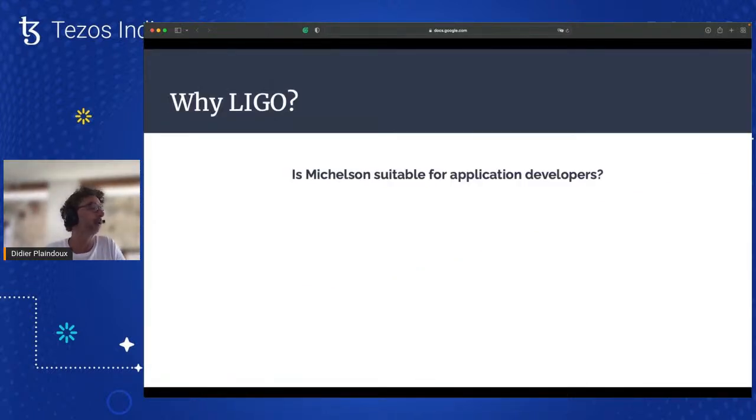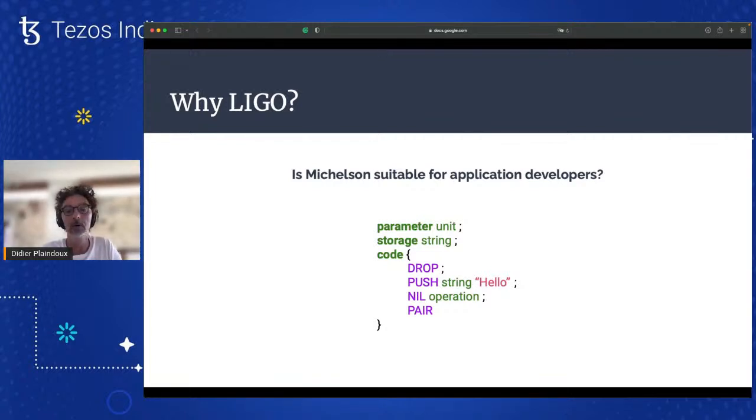So why LIGO first? Because we know that we have different languages, and the first one is Michelson. Michelson is suitable for application developers. Then you can write applications in Michelson, but if you go through the code, you have to define some types. This is quite natural, but you have to write code, and code is based on what we call a stack-based machine. So you have to think about pushing information, popping, and so on. And it's not really natural for all developers.